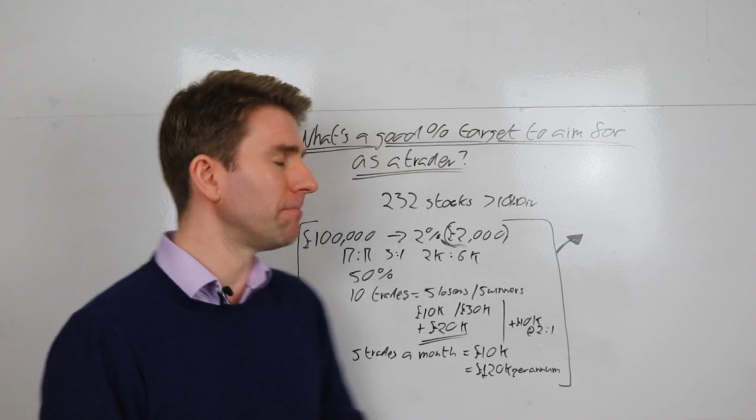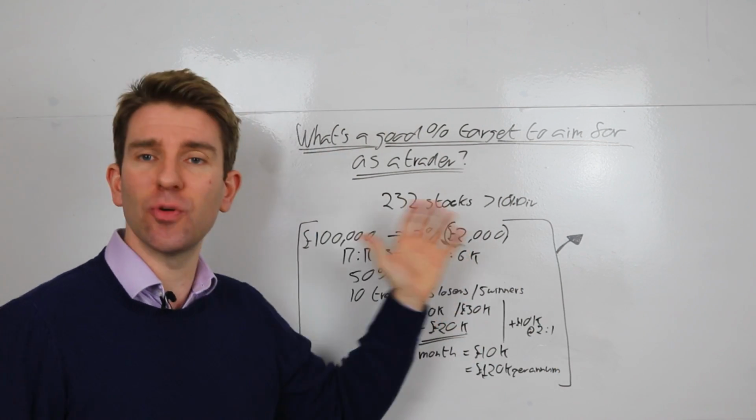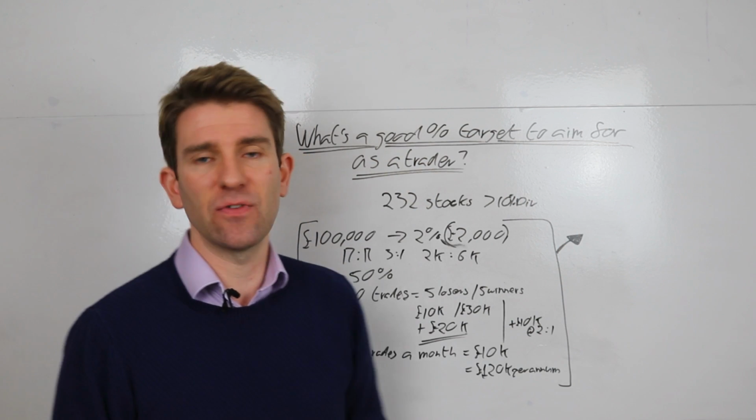So let's look at some numbers. So imagine you've got a £100,000 account. It's just for ease of calculation. It could be 10, could be 1, could be a million. It doesn't matter for calculation purposes.